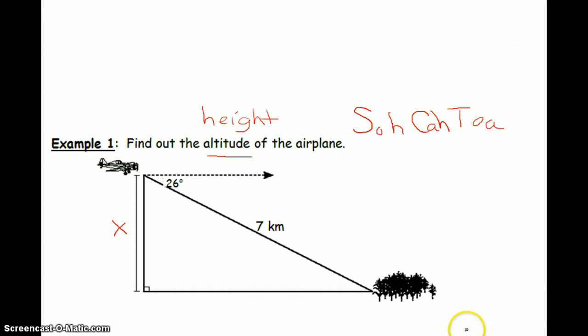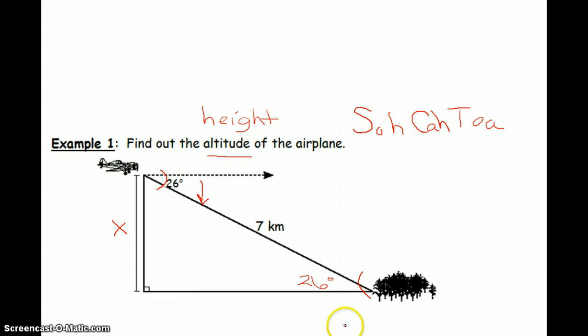So let's just continue on with, again, if we look at our horizontal line here, we're looking down at this object below, then we know this is our angle of depression. It's 26 degrees. Using properties of parallel lines, I know that it's congruent to this angle here, so I can also write 26 degrees at this angle.